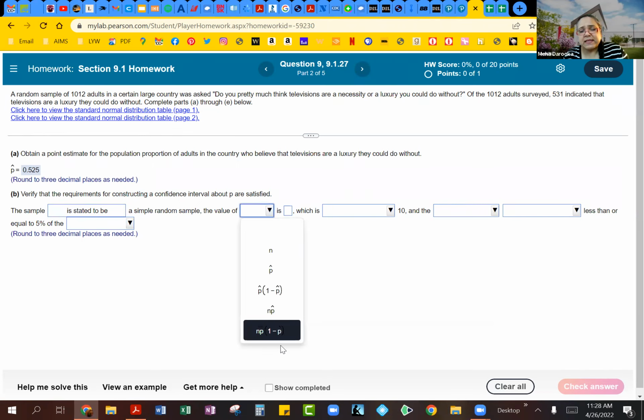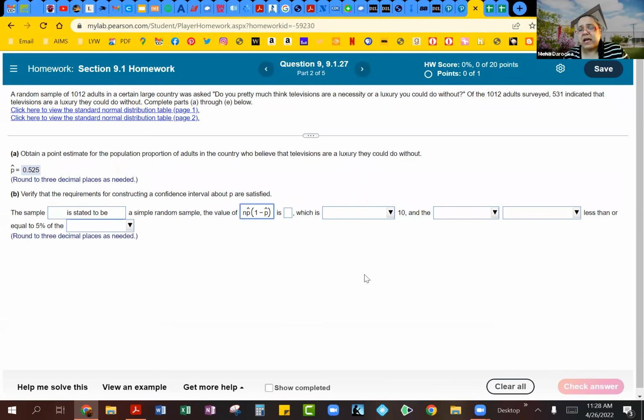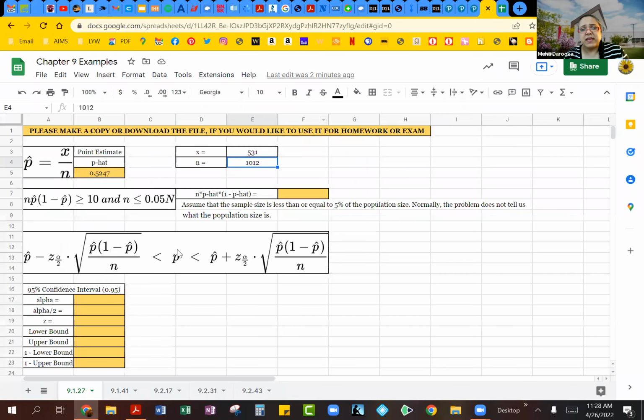And then, like I said, this is the value you are looking for over here. So the n times p hat times 1 minus p hat. And this calculation, again, I've included right over here. So this is what we're trying to check, if this number is going to be equal to or at least greater than 10.